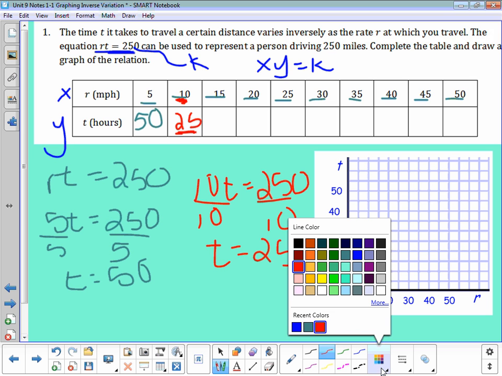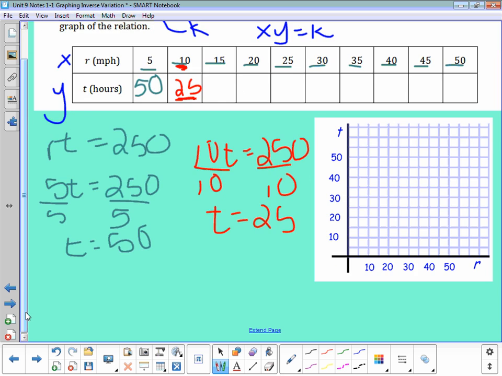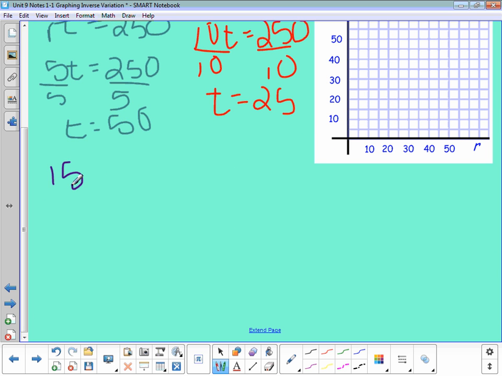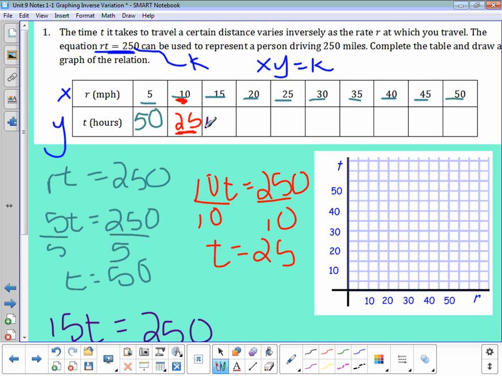So now we're going to do 15. When I do that, I get 15t is equal to 250. Divide both sides by 15, and I get t is equal to 16.67. So that's going to go up under here, 16.67. Now I want you to pause the video and fill in the rest of this chart by plugging in the values up there. Go ahead and fill those in.